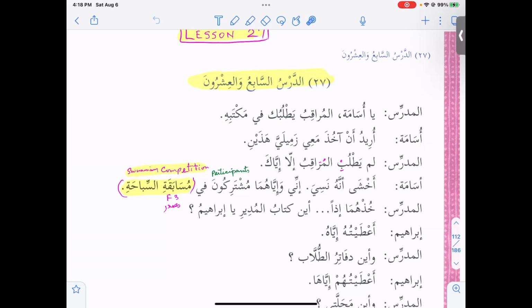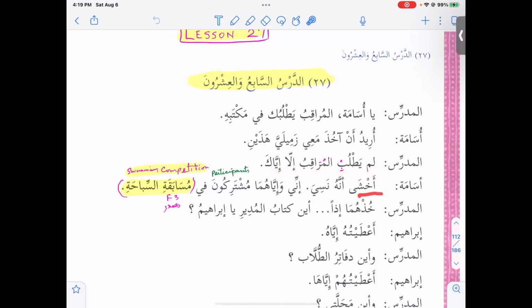Uridu an akhudha maii, I wish to take with me, zamilayya, hazaini, these two colleagues of mine. Zamilaini, and you put ya, zamilayya, hazaini. Lam yatlub, he did not. Lam yatlub al-muraqibu illa iyyak. Illa came, then we have to say, here we don't say lam yatlubka al-muraqib. No, this is more eloquent. Lam yatlubil muraqibu, majzum because of lam, fa'il, illa iyyak.